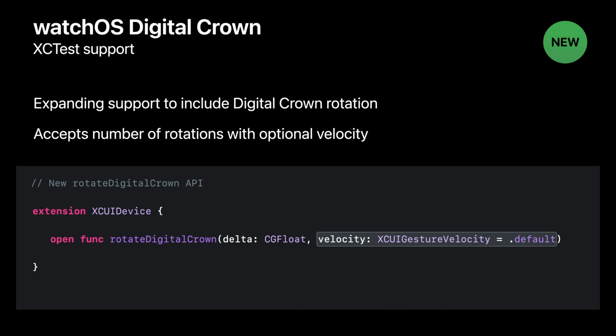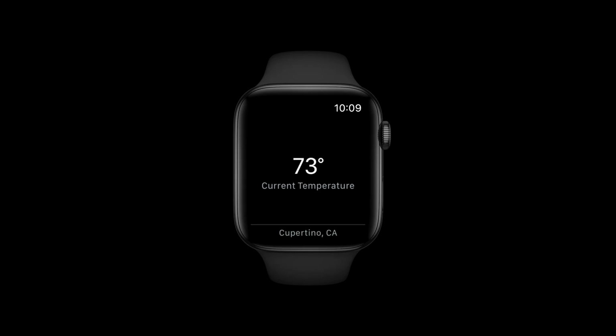This velocity parameter has type XCUIGestureVelocity, which means you can either use one of the preset values, like slow, fast, and default, or you can specify a custom decimal value in rotations per second. Let's see how this new method works in practice. Say I have a simple weather app for watchOS that displays the current temperature outside. The app has a feature where users can scroll the digital crown forward to see forecasted temperatures at future times, or scroll backward to see the recorded temperature at past times.